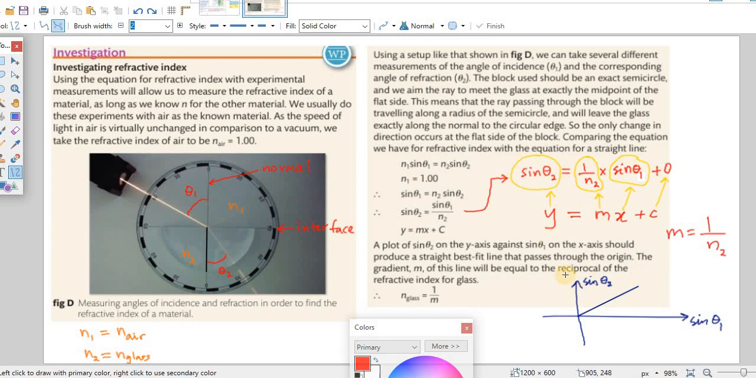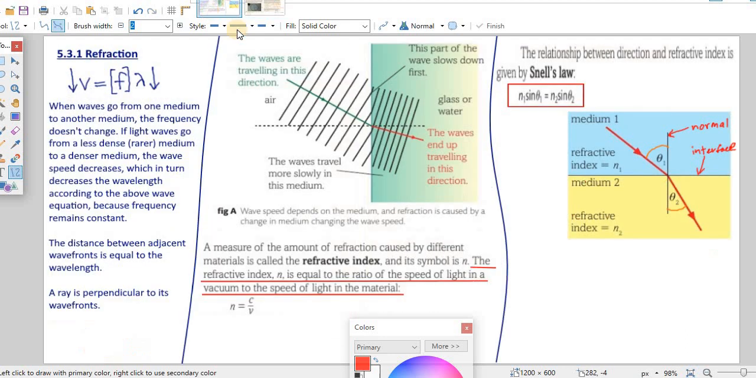Okay, now we have the graph. This is our y-axis, sine theta 2, and 1 over n2 is the gradient of this graph. Sine theta 1 is on the x-axis. So we plot a graph of sine theta 2 against sine theta 1. The gradient of that will be 1 over n2. If we rearrange this, n2 equals 1 over the gradient. n2, what is that? The refractive index of glass, because it is the second medium here, you can compare this with this.